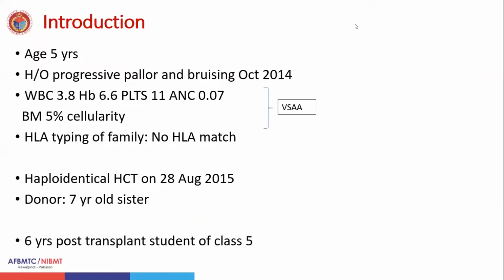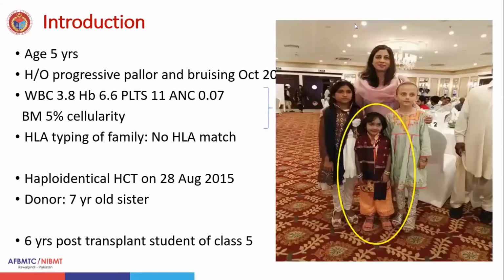Let me start by introducing you to this 5-year-old girl who presented to us in October 2014 with very severe aplastic anemia. HLA typing of their family did not reveal an HLA match. In the meantime, she continued to have episodes of neutropenic sepsis because of the very low neutrophil count. She was offered a haploidentical transplant, which she underwent on 28 August 2015, and the donor was her 7-year-old elder sister. This was our very first haploidentical transplant at this center. Today, she's 6 years post-transplant. She's a student of class 5, and you can see her here with me and other patients in this photo that was taken a couple of years ago.